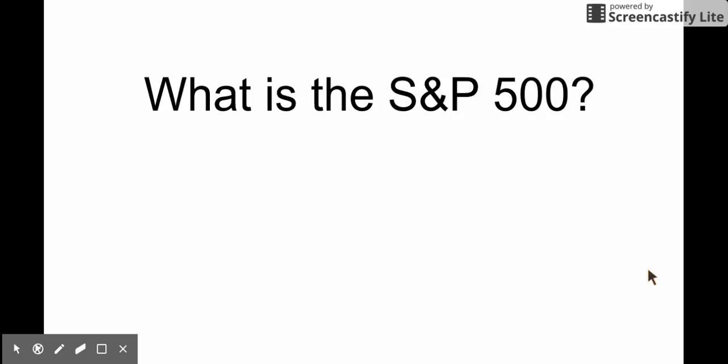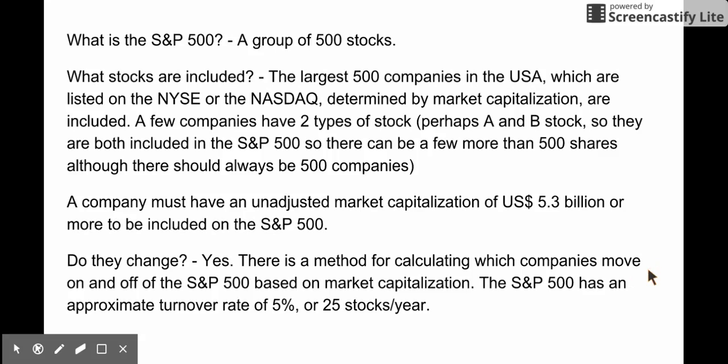So today I wanted to share some information with you about what the S&P 500 is and how you can purchase this in your 401k. So what is the S&P 500? The S&P 500 itself is just a list of 500 stocks.